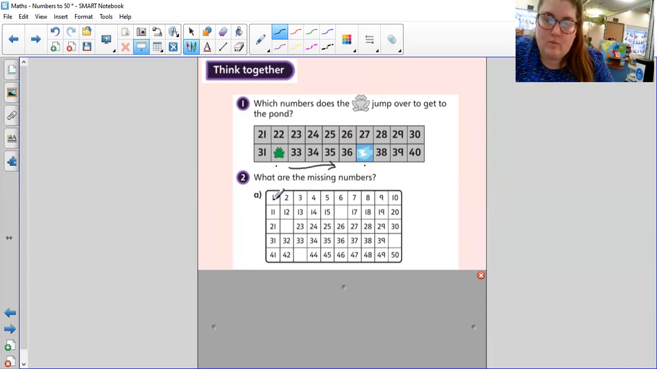Here we go. 1, count with me, 2, 3, 4, 5, 6, 7, 8, 9, 10, 11, 12, 13, 14, 15, 16. Hopefully you all said 16, and that is written with a 1 and a 6 because it's made up of 1 ten and 6 ones. Now then, I'm going to carry on.